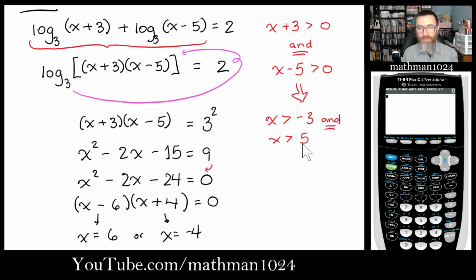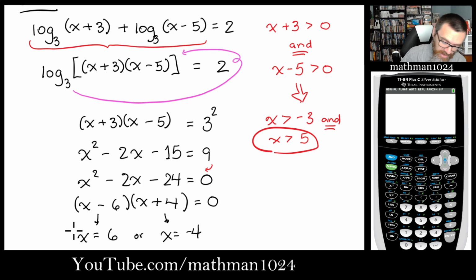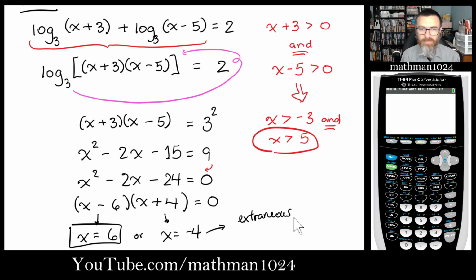If you look at this and remember that "and" means intersection, you're going to find out that the only place we could even plug in numbers into the original expression is with this intersection, which ends up being just x is greater than 5. So if we look at our answers, there's only one answer here that is greater than 5, and that's x is equal to 6. So this other one, x equals negative 4, is going to be extraneous. It's not that we did anything wrong. It's just the way that the original problem was written.